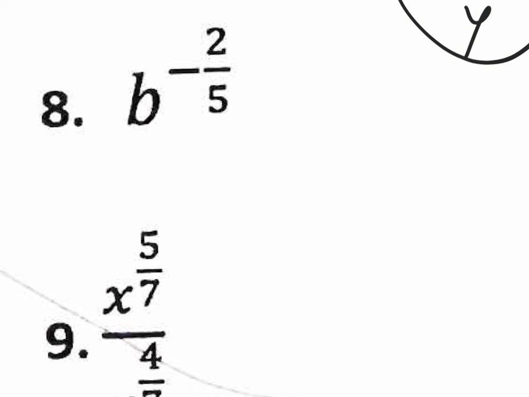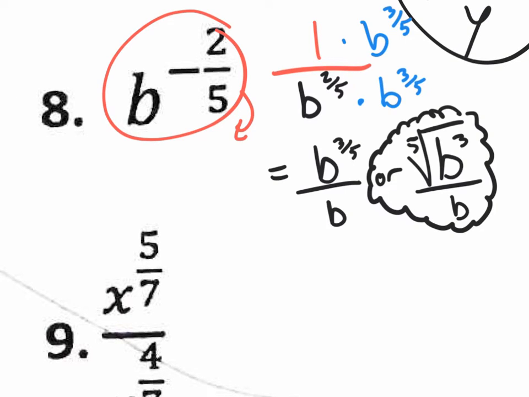Number 8. Same deal. How about you guys try it? b to the 3/5 over b is absolutely right. Once again, let me quickly explain. This whole thing goes down to the bottom. You have a 1 up on top. You have b to the 2/5 on the bottom. You want to get rid of this rational exponent. So you'd have to multiply by b to what power to make this one whole?